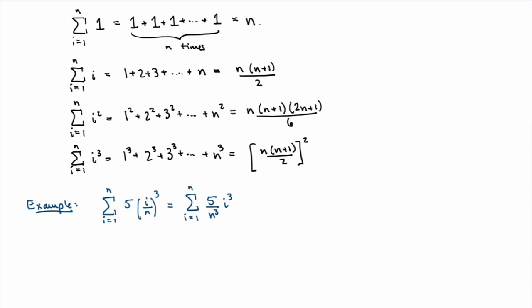So by the first property of summations, I can pull the constant out, because every term here shares the same constant. I can rewrite that as 5 over n cubed times the summation from i equals 1 to n of i cubed. Then I have an expression that is exactly the same as the one before, so I can use the formula to evaluate the finite sum. I end up with 5 over n cubed times n times n plus 1 over 2, the whole thing squared, and that gives me an explicit expression for the summation. This is the type of calculation that we'll have to do when we calculate Riemann sums explicitly in class.